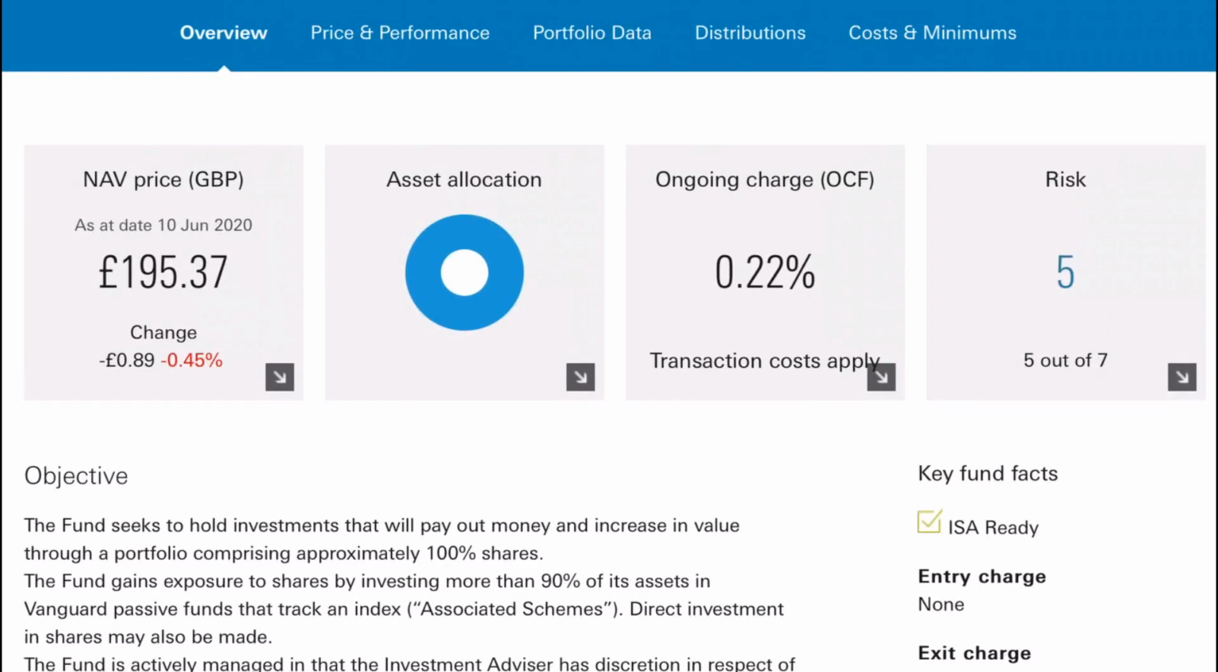If we take a look at the income variant of the fund, you can see that one unit of the fund is considerably less, at just £195.37. You can see that the ongoing charge fee matches that of the accumulation fund at just 0.22%. The fund also has 100% equity, as you would expect, and equally the risk rating is again 5 out of 7.